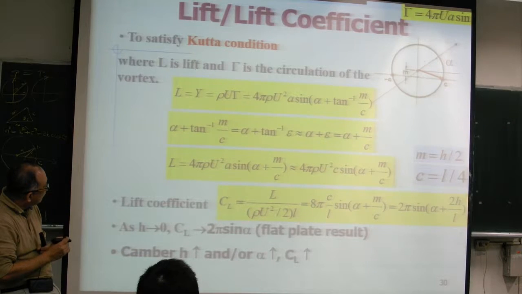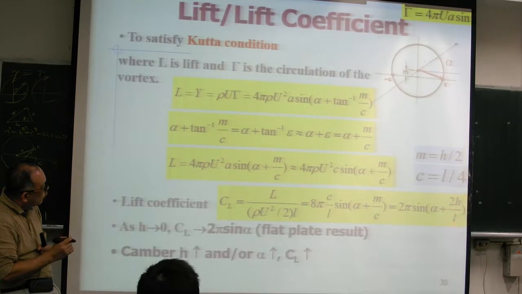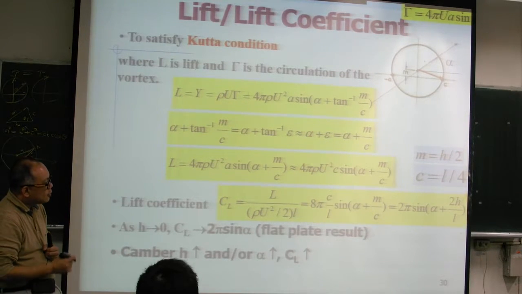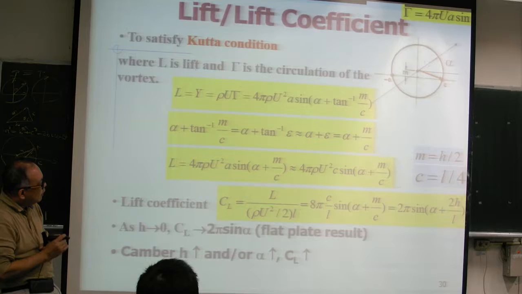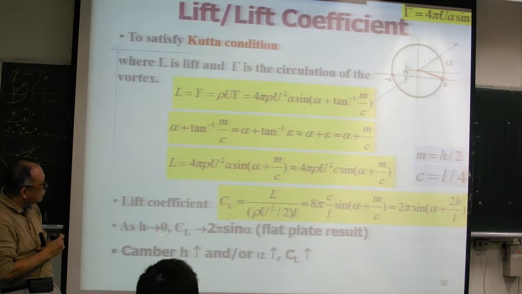And then we can also calculate the lift coefficient. This is the definition of the lift coefficient. So eventually you get this: 2 pi sine alpha plus 2h over L. So as you can see here, if h approaches 0, what happens?